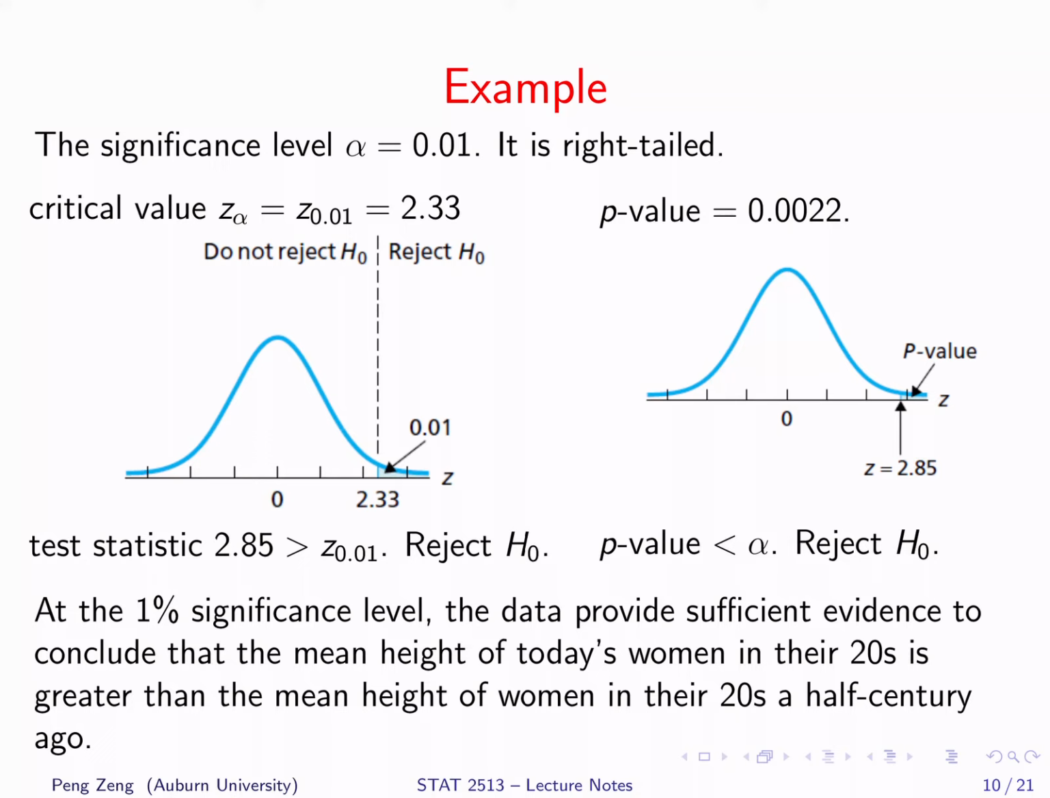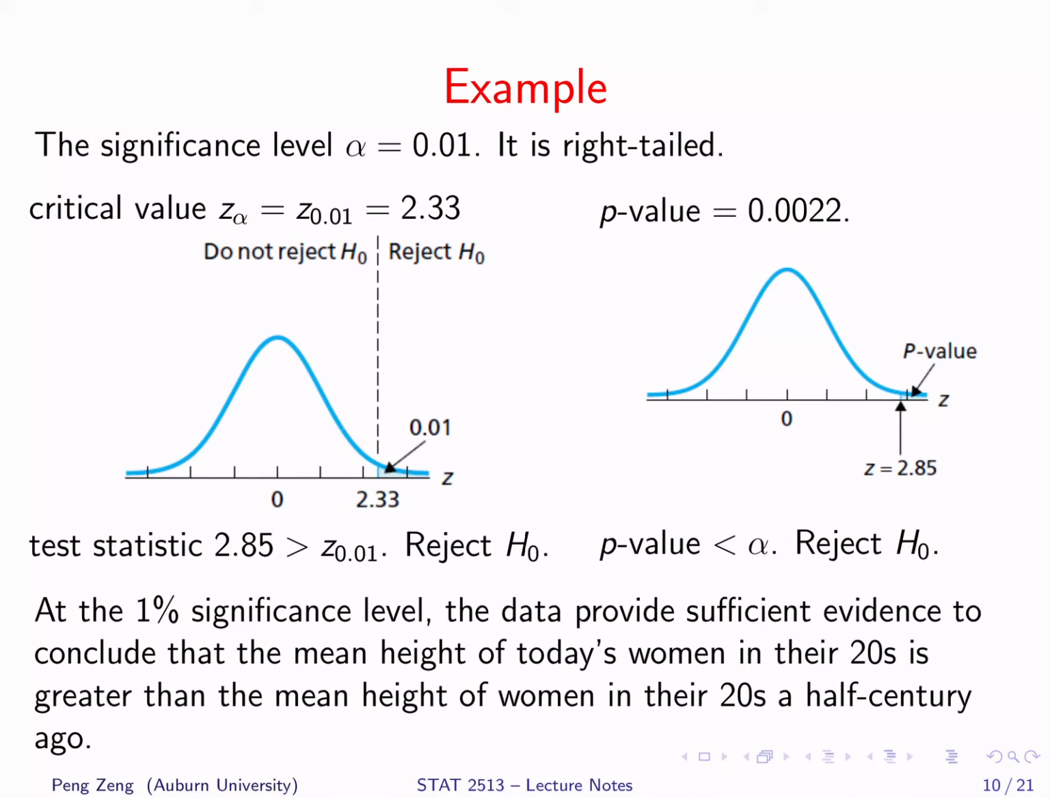Notice that the standard normal table only shows the probability to the left of a value. After finding the probability corresponding to 2.85 in the standard normal table, we need to subtract it from 1 to get the probability to the right of 2.85. Compare the p-value with the significance level 0.01. It is smaller than 0.01. Therefore, we reject H0.